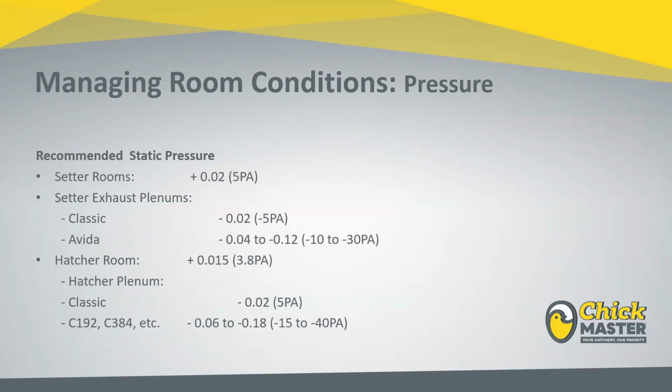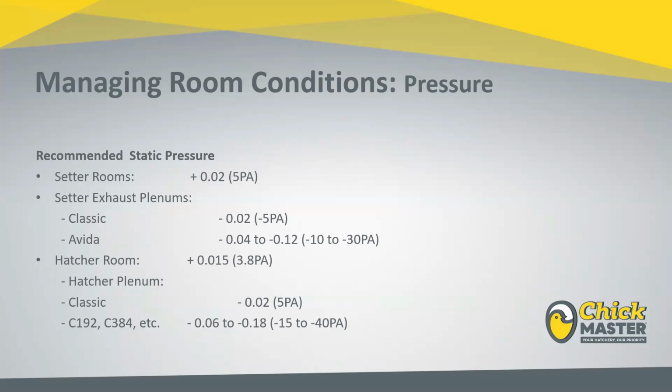So when we look at recommended static pressure settings for the various incubation rooms, setter rooms, generally whether it be a classic or single stage, we generally recommend a slightly positive pressure of 0.02 inches water column or 5 pascals. For setter exhaust plenums on a classic, again, to not create too much differential pressure, we have a recommended setting of a negative 0.02 or a negative 5 pascals. And that is in reference back to the room.